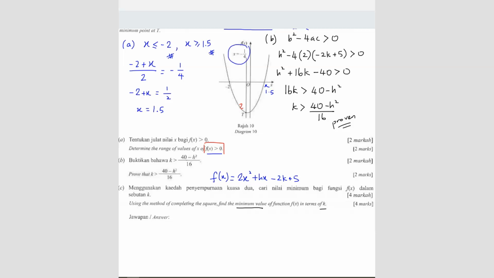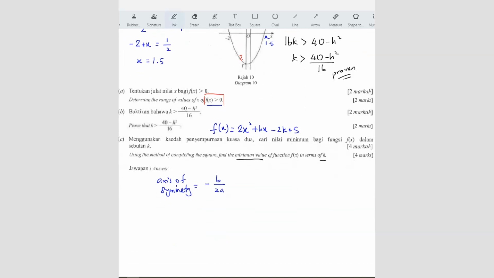-1/4. If we have a general equation like this, the axis of symmetry is always going to be right here: negative b over 2a. When you have a general formula like this, negative b over 2a equals the axis of symmetry. So in this case, negative 1 over 4 is equal to, wait, let me rewrite. a is 2, b is h, c is -2k + 5.